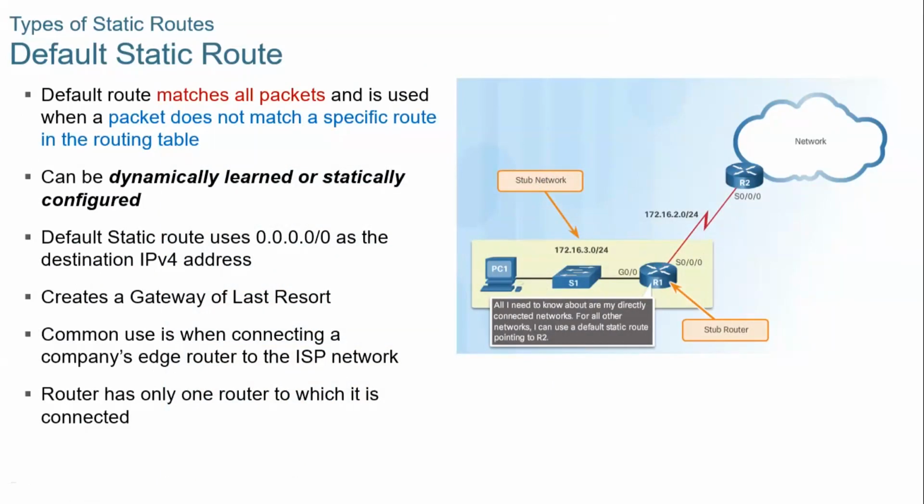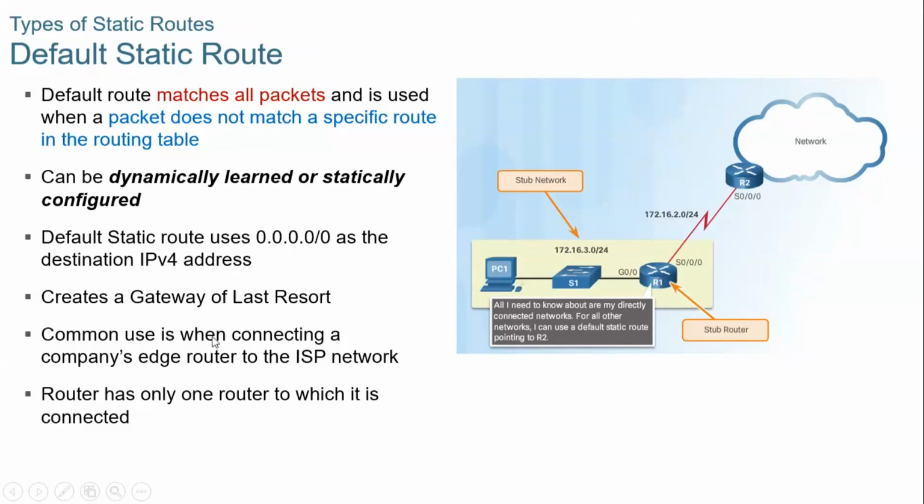Okay. A default route can be dynamically learned or statically configured. You have to configure it statically, yes, but you can dynamically learn it, meaning if I have a default route to somewhere, you can use the dynamic routing advertisement to advertise the default route to another router. So the default static route uses 0.0.0.0/0 as the destination IP address and subnet mask. What it means here is that it fits everything. It will take everything.